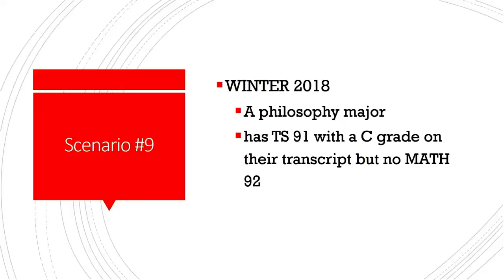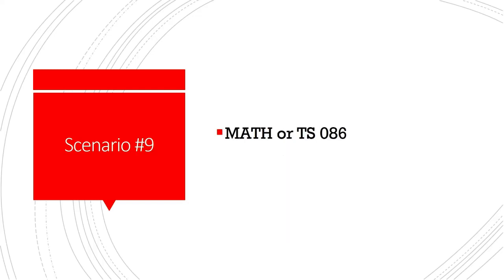Winter 2018 again, we have a philosophy major, has taken TS 91 with a C grade on their transcript, but they never took Math 92. So they took 91, never took 92. What's their pathway? Hopefully you said Math 86 or TS 86. So that'll get them their basic, make sure that they're ready. And then if they want to take 96, they can, or if they're doing 107 or 146, they have that pathway after 86.